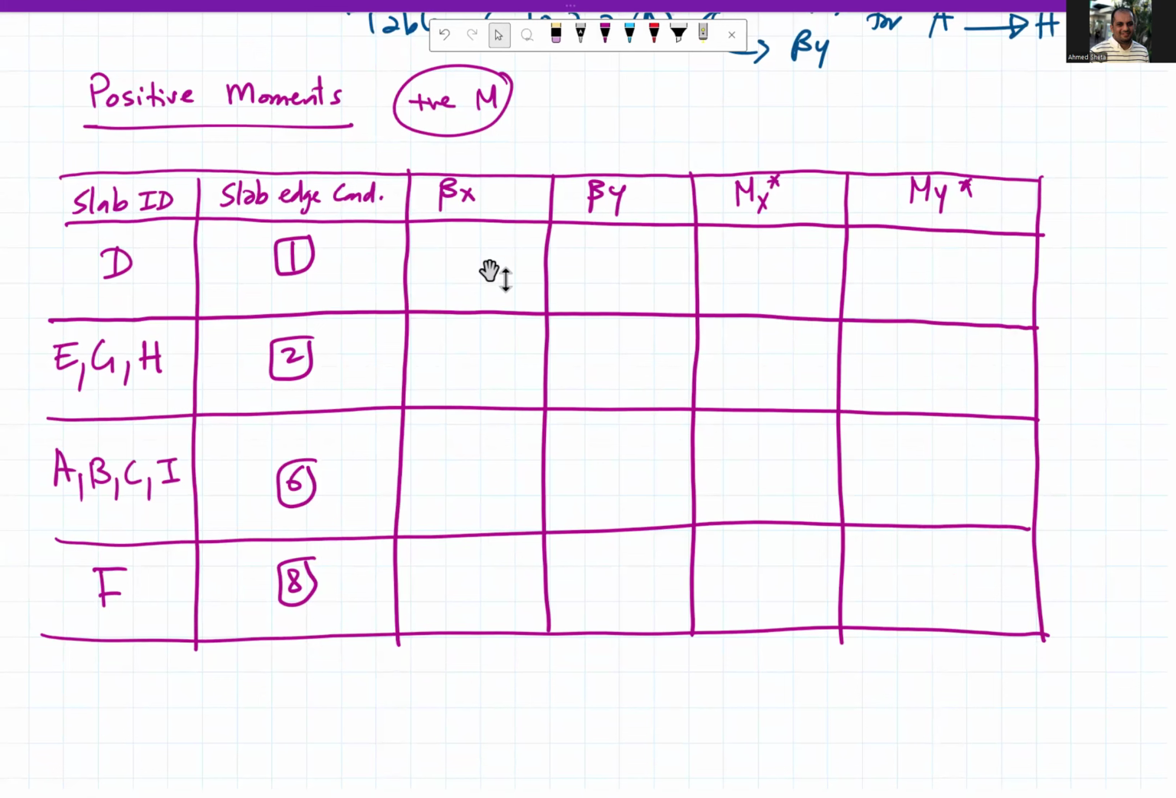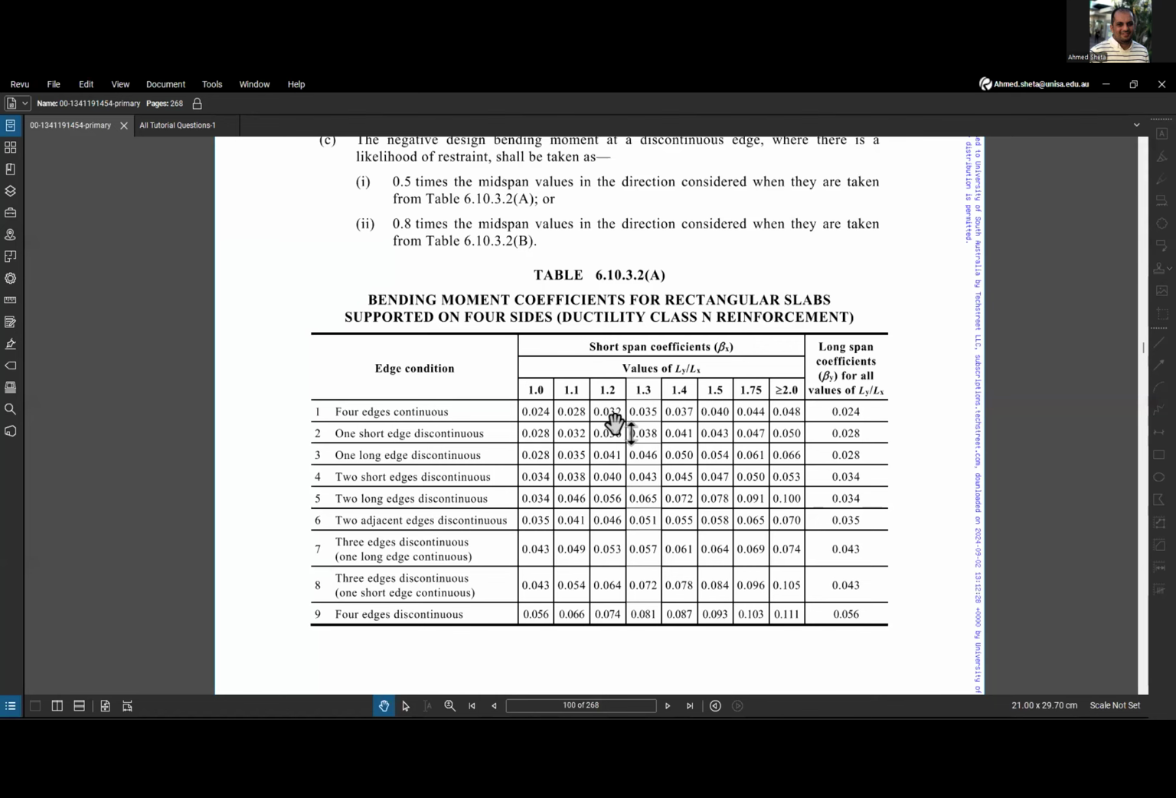So for 1 and 1.2, we get the value 0.032. For 2, 0.036, and beta y is 0.028. And for number 6, we have 0.046. For number 8, 0.064. So I will fill the table now with those values.